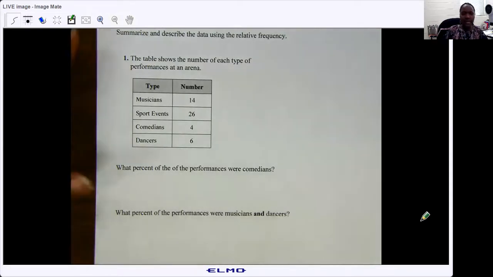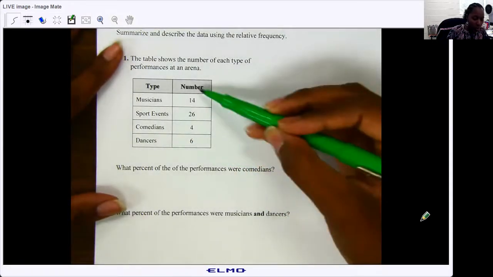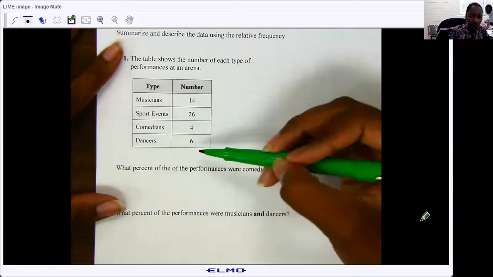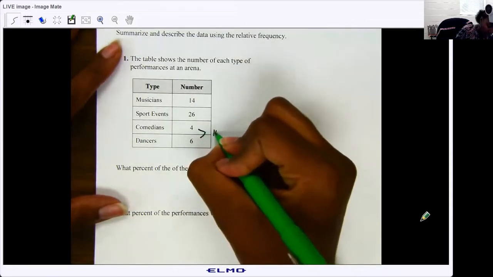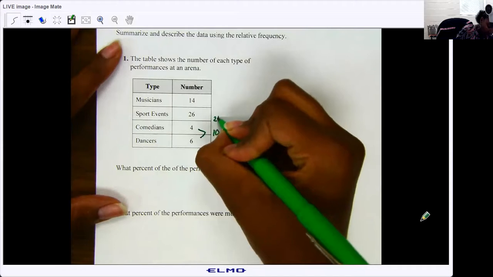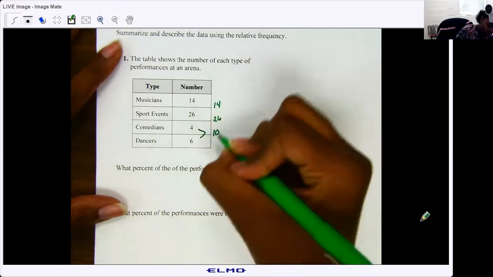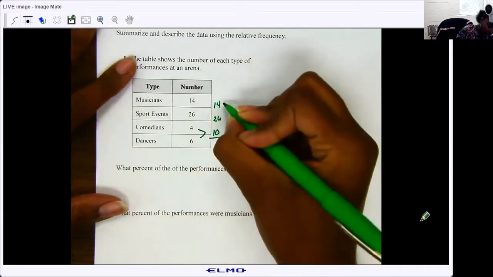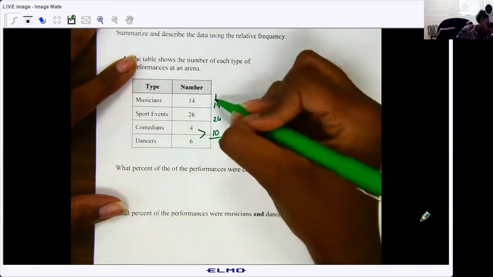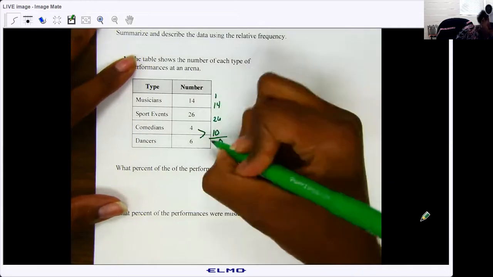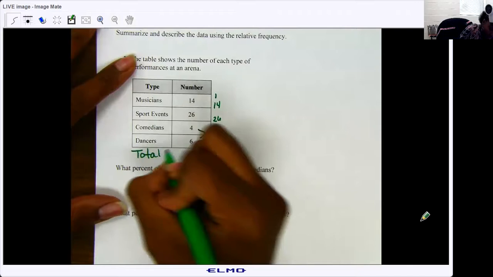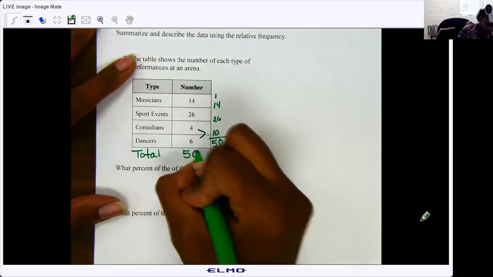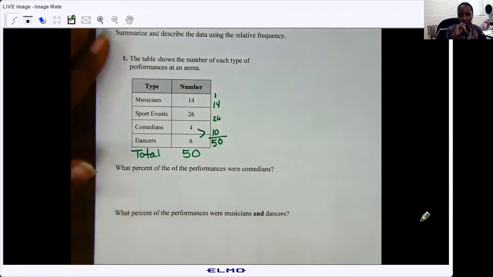So the first thing I need to do is get the total of my table, okay? Let's see here. We got 6 and 4, that makes 10. We have 26, 14, 6, 7, 8, 9, 10. Carry 1, 2, 3, 4, 5. All right, ladies and gentlemen, so I'm going to put total and I'm going to put 50, okay? That's going to help us.